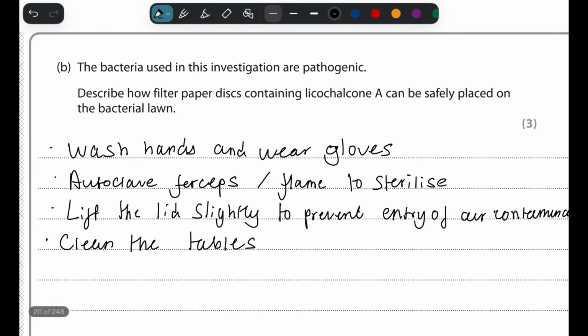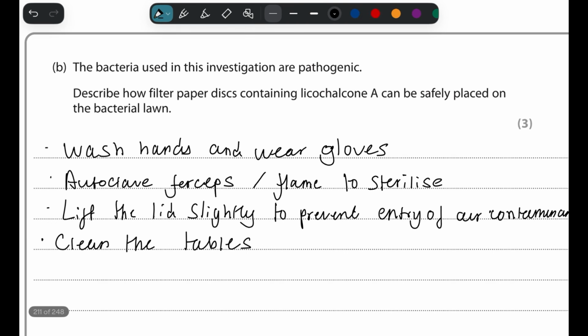And really, when they're talking about describe how the filter disc containing the antimicrobial can be safely placed in a bacterial lawn, literally they do just refer to making sure that you're using aseptic technique. That's what they really want to see from you.